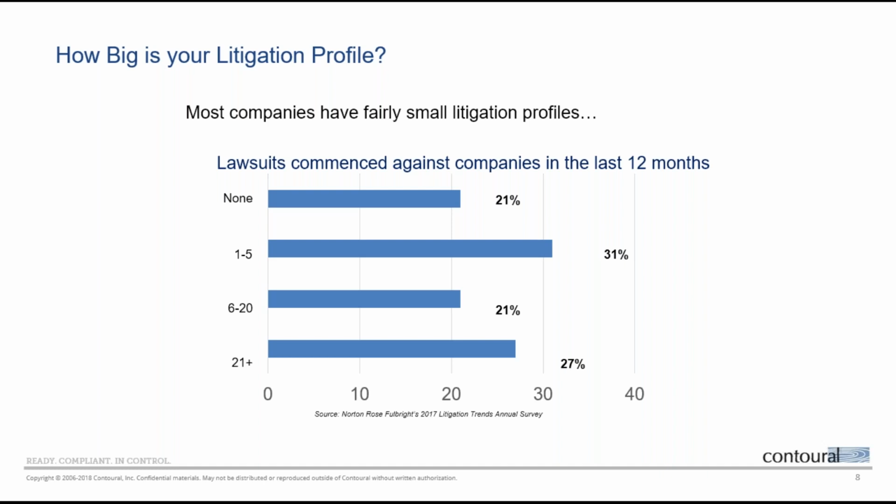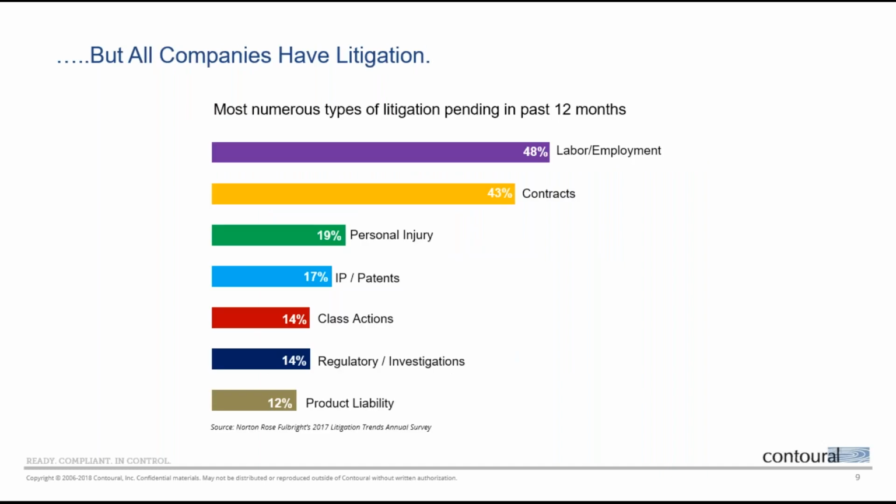But let's turn that around a little bit. Next slide. Even though most companies have small litigation profiles, all companies have litigation. There was somebody there who says zero, but let's be honest, there are claims, there are different types of matters that you get in. And this is the other statistic from the Norton Rose Fulbright survey that talks about what the different kinds are. Most organizations have labor and employment. Contracts will be a close second, and then it divides up evenly among the other different types of litigation. So you may recognize that these types of lawsuits are matters that you may be handling on a regular or semi-regular basis.